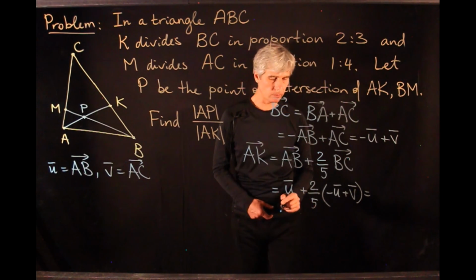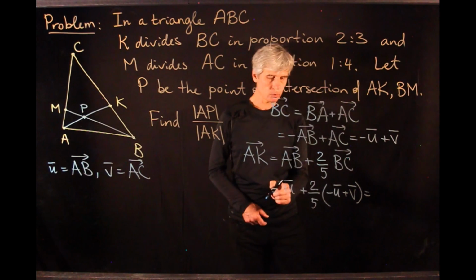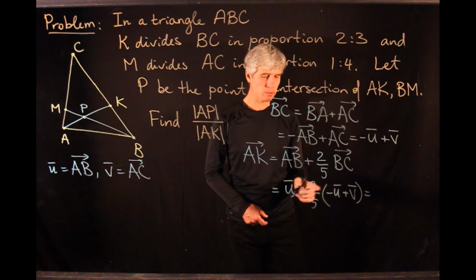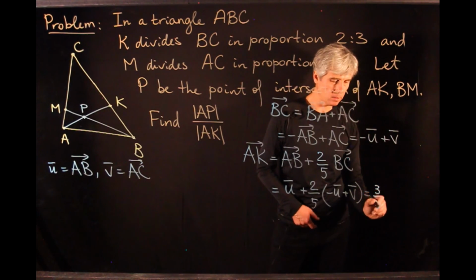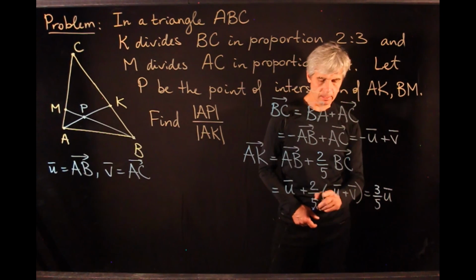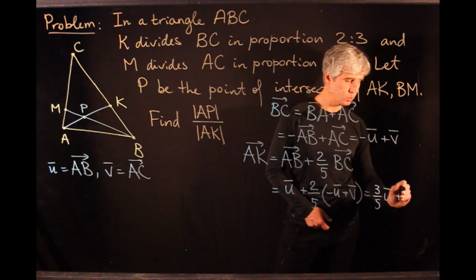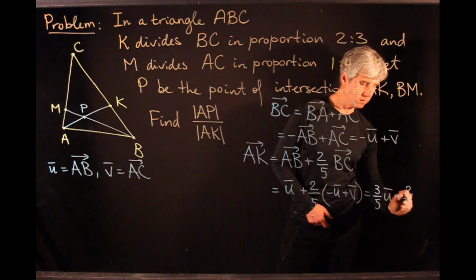So that will be equal to U plus, or rather minus 2/5 U. So this will be 3/5 U plus 2/5 V.